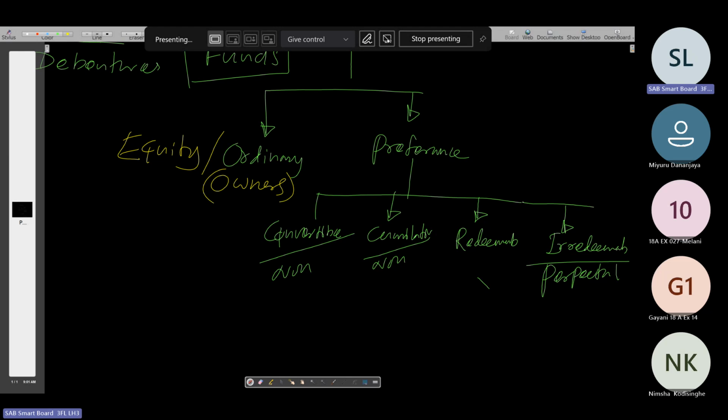Then when we compare ordinary shareholders with preference shareholders, these shareholders have preference over the ordinary shareholders for two things. Preference is given to these shareholders over the ordinary shareholders for two things. The first one is for receiving dividends.